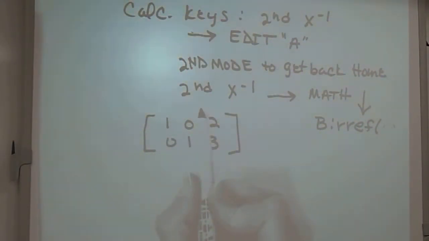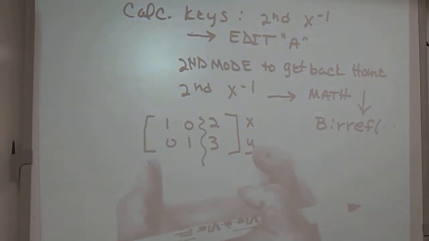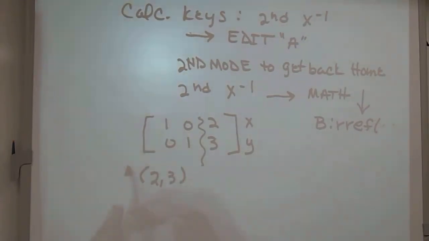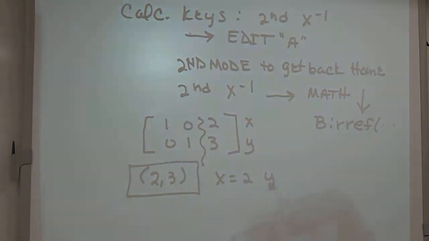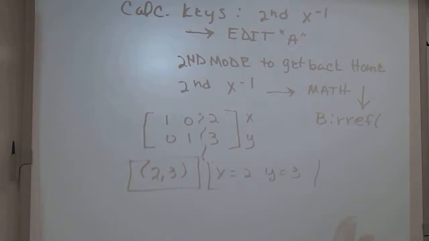This matrix really is the answer matrix. The 2 is your X solution, your 3 is your Y solution. So don't write your answer like this. I want you to write it as an ordered pair. Or you could always say X equals 2, Y equals 3. Either way you want to write it is fine with me.